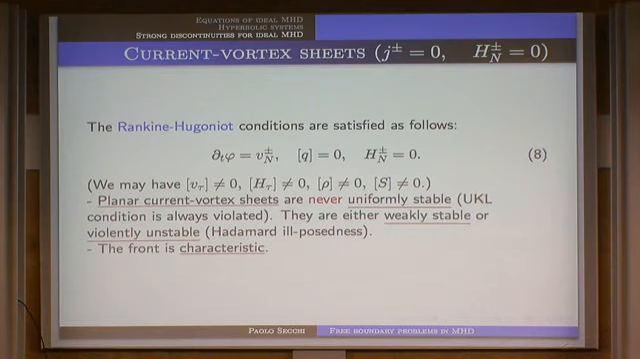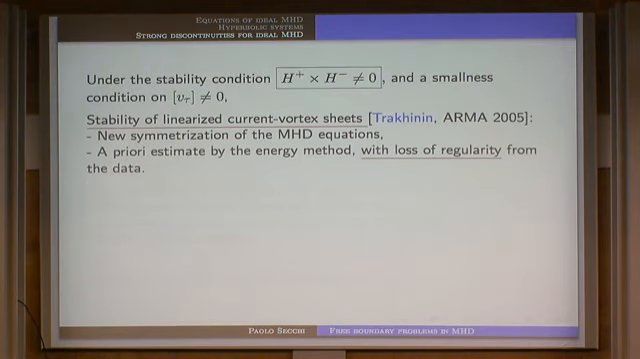Here there are more results. Again, the planar current vortex sheets are never uniformly stable. As before, the front is characteristic. Under this stability condition, which says that on the two sides of the front the two magnetic fields are not parallel, and the smallness condition on B tau, on the jump.